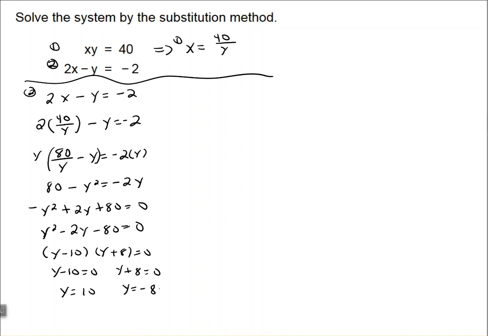So just as we did with the previous problem, we need to find the x coordinates that go with each one of those y coordinates. All right. So I'm going to use the modified equation 1 where I've already solved for x. So when y equals 10, x equals 4.